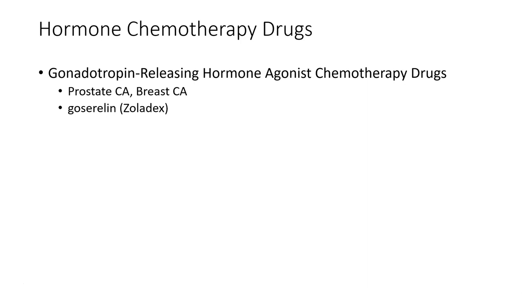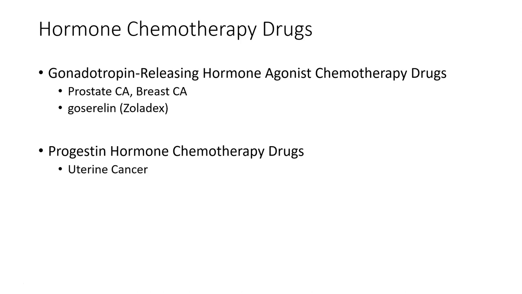And then we have progestin hormone therapy drugs, and these are going to work similar to the female hormone progesterone, which is usually produced in the ovary. These drugs are used to treat uterine cancer in females because the progestin is a different female hormone than the estradiol that stimulates breast and uterine cancer to grow. So the drugs medroxyprogesterone or megestrol can be used, and those are also used in treating menopausal symptoms.